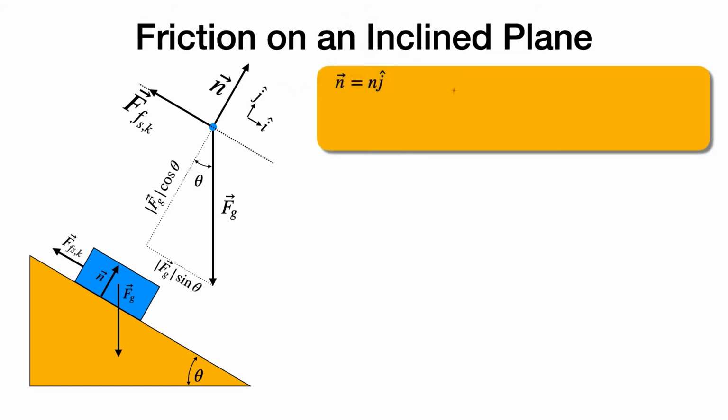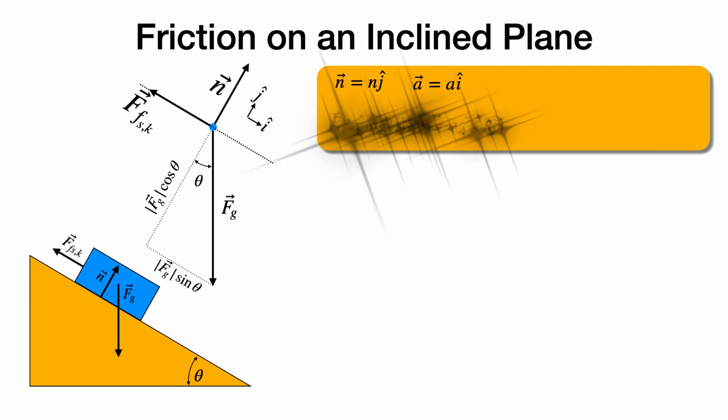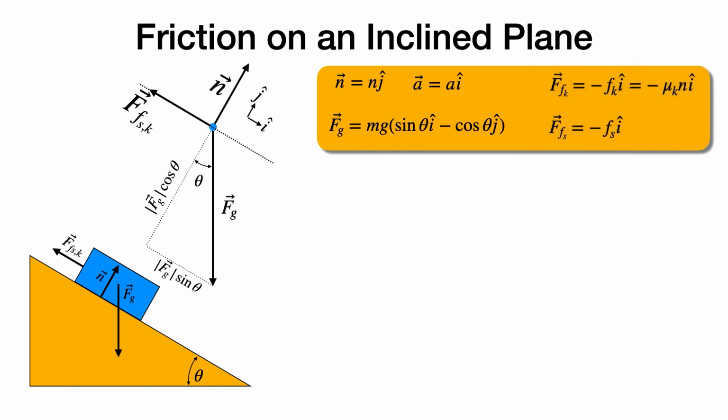And we can write out, for example, that the normal force is the magnitude of the normal force times the j hat vector. The acceleration vector is all parallel to the incline, so it's the magnitude of a times the i hat unit vector. And the force of gravity is going to be mg times sine theta times the i hat vector minus cosine theta times the j hat vector. And of course, the two different kinds of friction will both be acting in the minus i hat direction, up the incline.